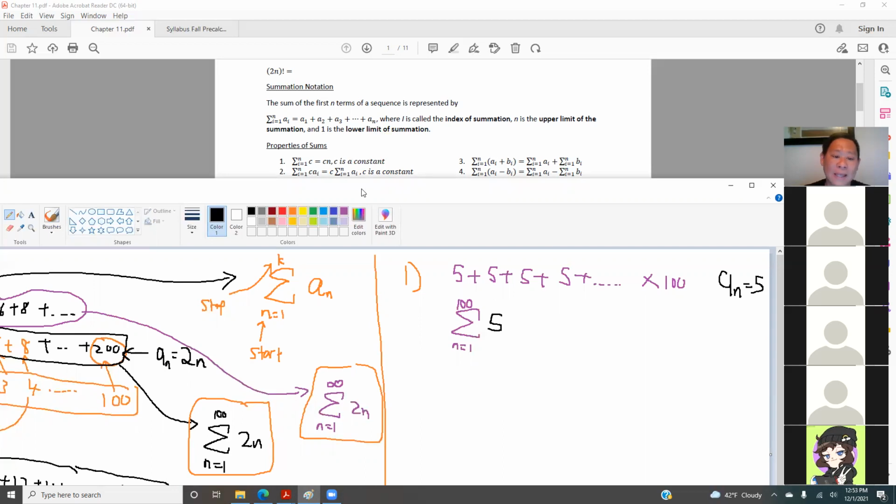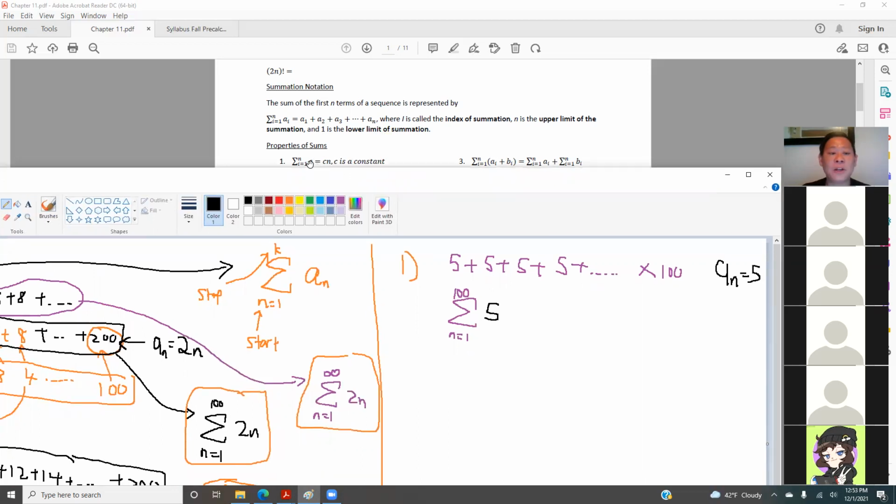So what happens in this case for the first property of summation? If this number c is a constant, you just take this n, 5 times 100. So this is 500. Okay, so the first property says if c is a constant, meaning they are all the same number, and you've been adding it 100 times, or however many times you want, this is how you write your summation for this case. And for us to calculate this, you just multiply them.